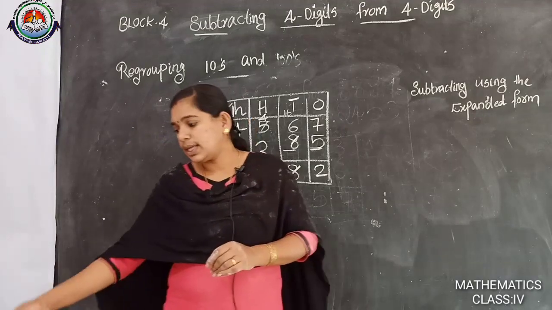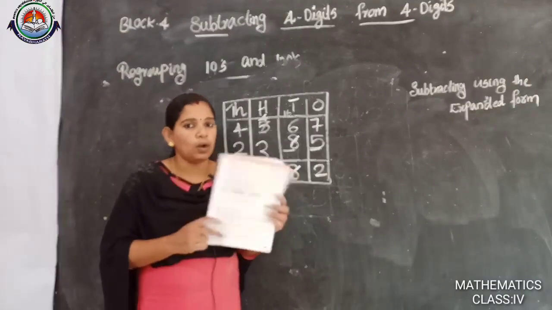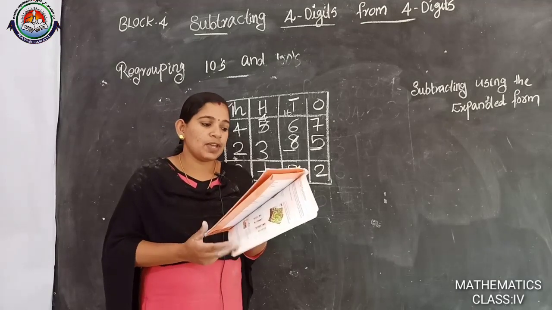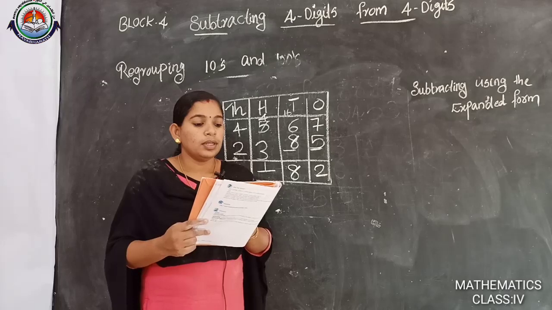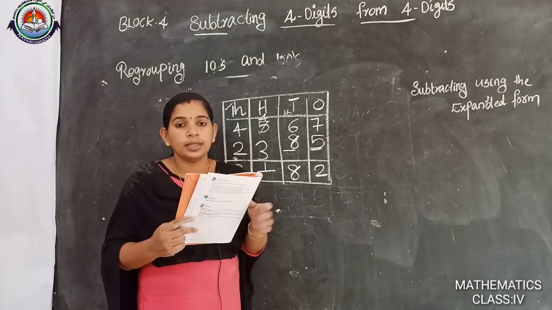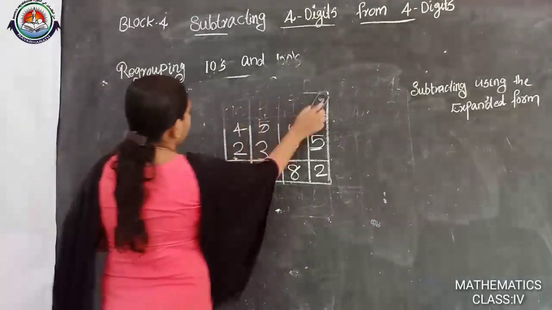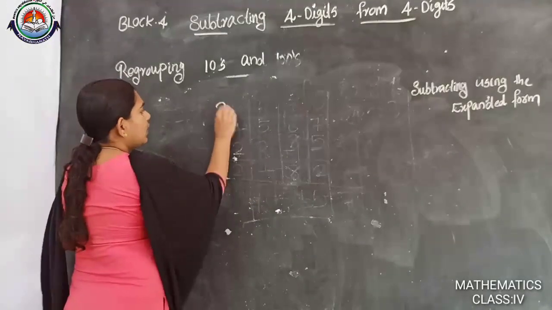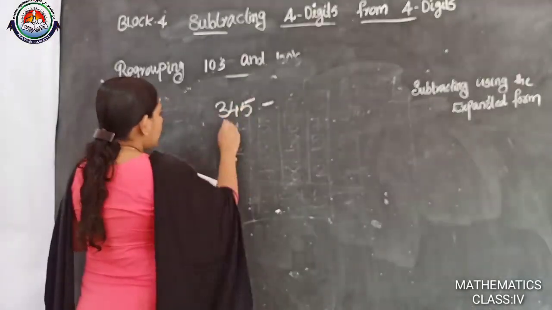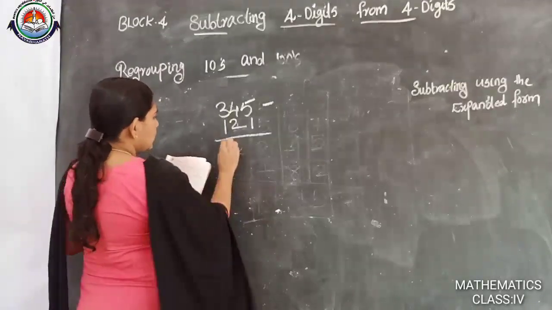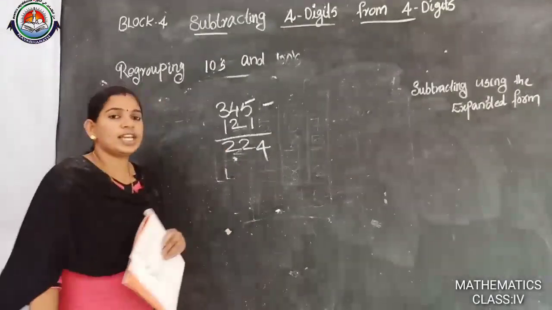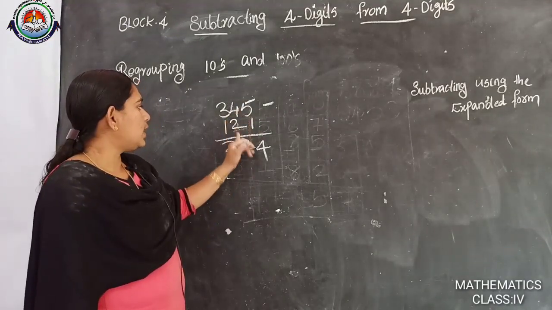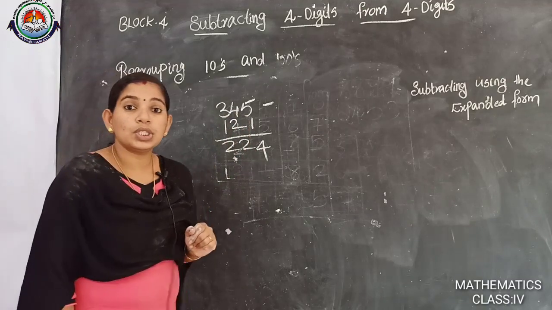Got it? Then one more problem you do alone. Then, in the previous classes we discussed: write true or false. 345 minus 121. Answer is 224. You check your answers. So we want to check whether this answer is correct or not. 5 minus 1, 4. 4 minus 2, 2. 3 minus 1, 2. So this is true.